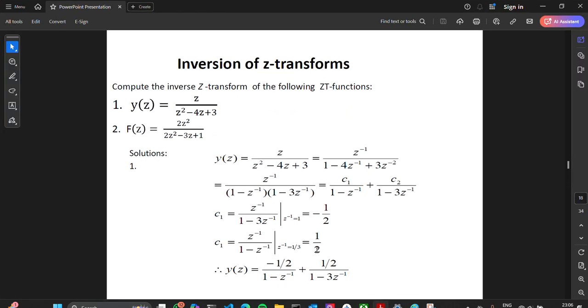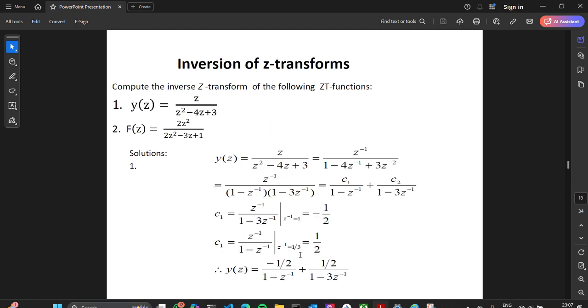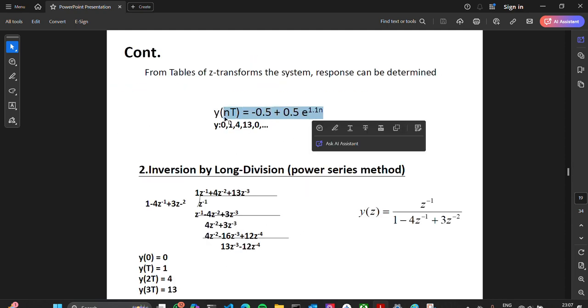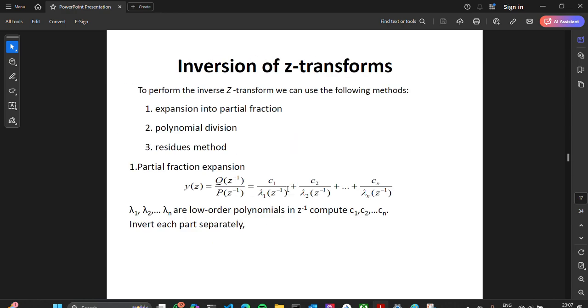Oh, and then the exact same thing for this. Then once you've got your constants, plug them in there. Then from here, you use your standard table, and this is what your output's going to be in terms of n, not t. It's in n now because this is from the z domain. Yeah, that's it.